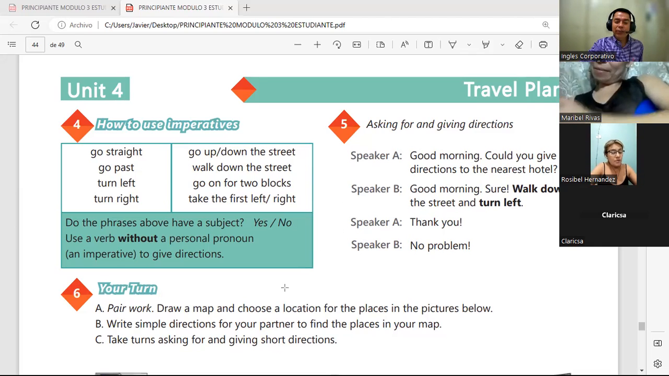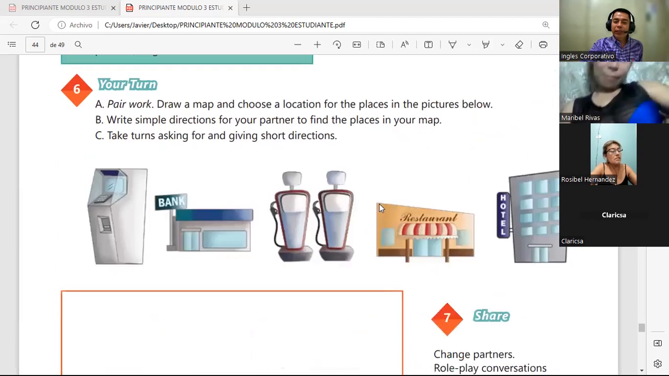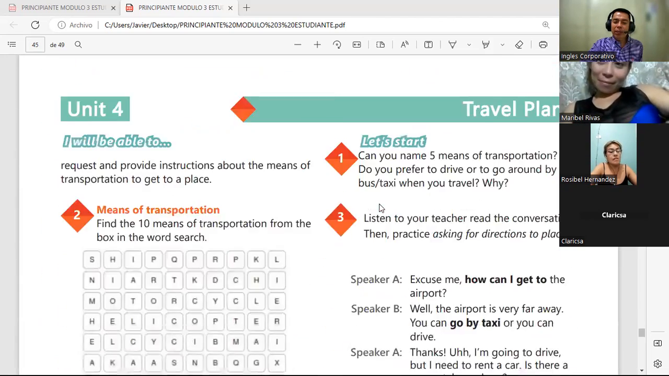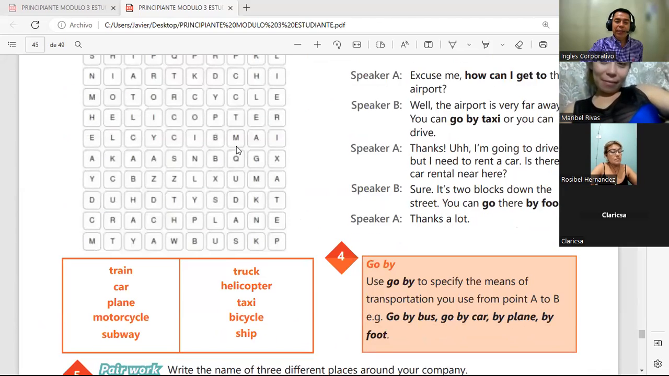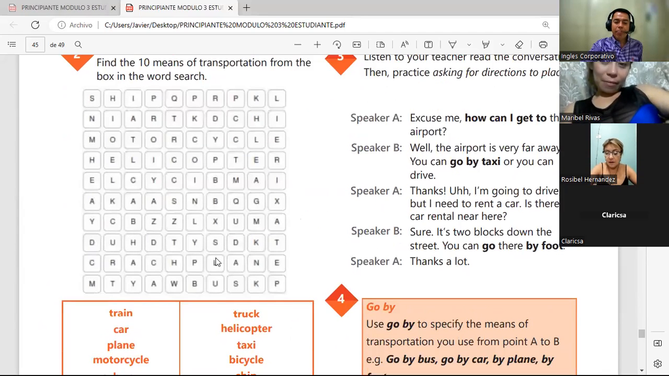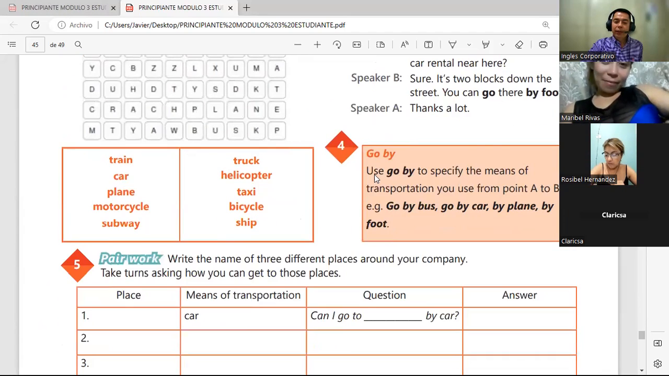No questions? Ok, let's go to the next part, please. Les tenía una sorpresa aquí, pero no creo que nos quede tiempo. Ok, look at this. Ayúdenme aquí porque este espacio es muy pequeño. So, these are means of transportation. Listen, please. Listen and repeat.